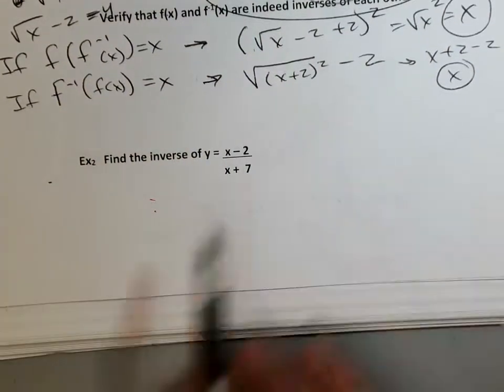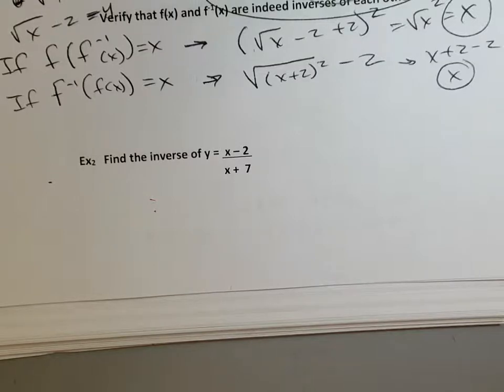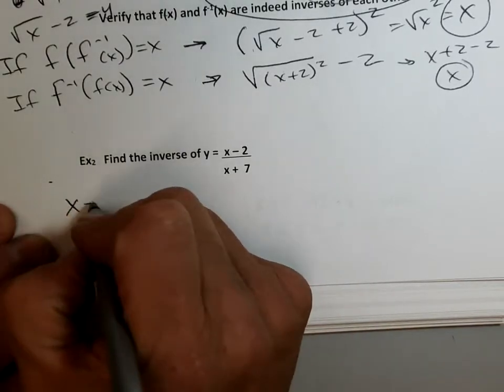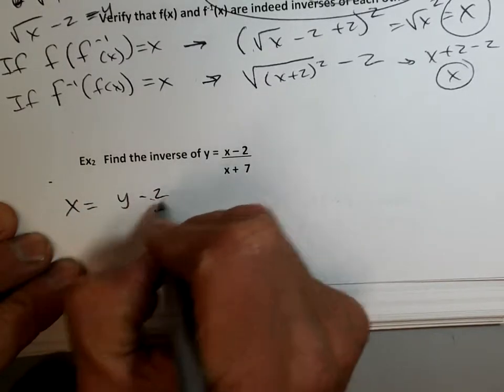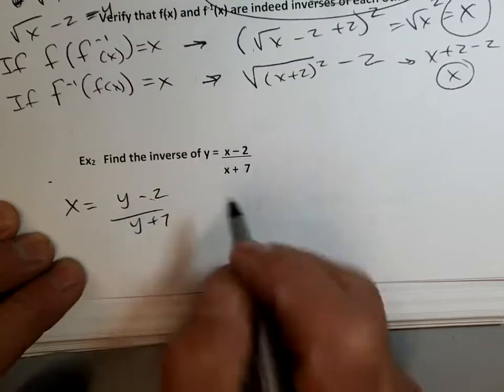Let's find the inverse. So what are you going to do? Switch the x's and y's. There you go. Aren't you guys glad Evan's here? Okay, you guys agree? Switch x and y. So I've got x equals (y minus 2) over (y plus 7). Capiche?